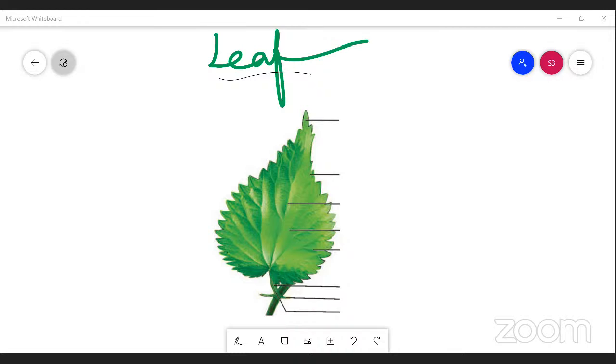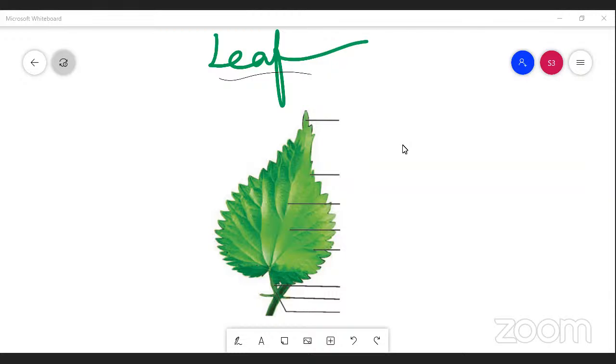Today we are going to discuss a very interesting topic, that is the leaf. What we are going to see in this session: what is a leaf and what is its general characteristic feature, what is its function, what are the types of leaf, what is phyllotaxy, and the arrangement of veins in a leaf, which is called venation, and the types of venation, right? We are going to see all those things.